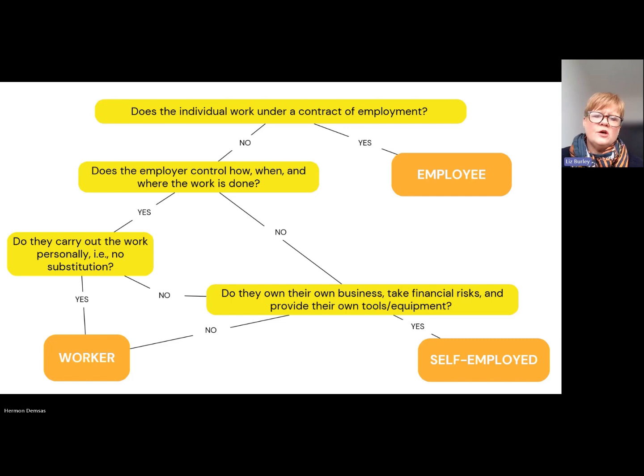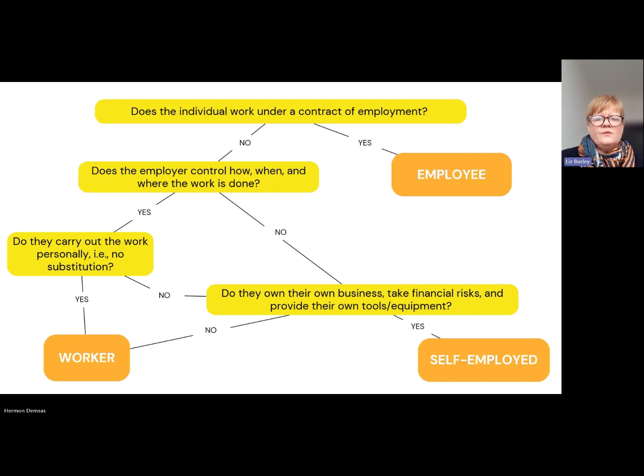If the answer is no, they're not going to work under a contract of employment. That mutuality of obligation is not going to be there. The control isn't going to be there. They're not going to show up to work regularly and be expected to work minimum hours and be under your supervision and be integrated into a team. Then a worker contract is probably the way to go.